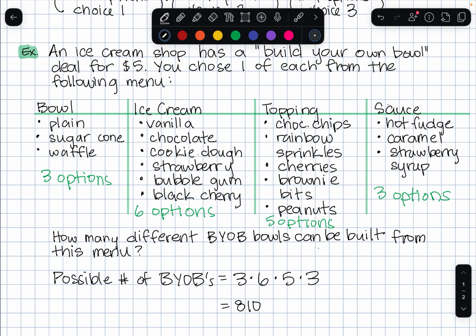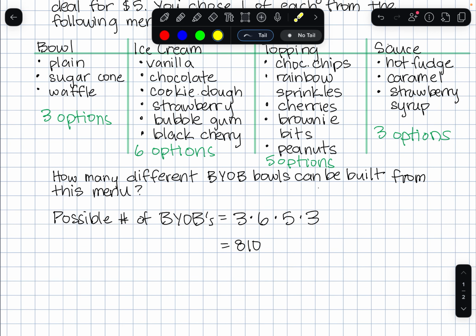Once I've done that, now that I know the bottom of my probability fractions, I can start figuring out what proportion or what percentage of those BYOBs had chocolate chip toppings. What is the likelihood that a randomly selected bowl has hot fudge sauce? So this is the bottom of that probability fraction. And then we can start calculating probabilities for very specific events.